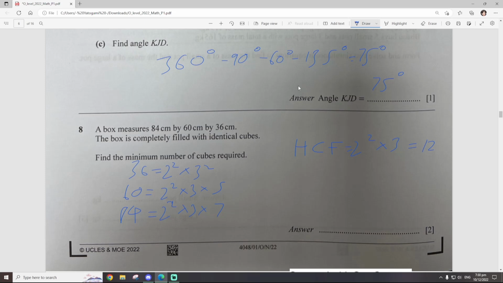And therefore you have the minimum number of cubes equals to 84 divided by 12 times 60 divided by 12 times 36 divided by 12, which is actually just 3 times 5 times 7, which is 105. Okay.